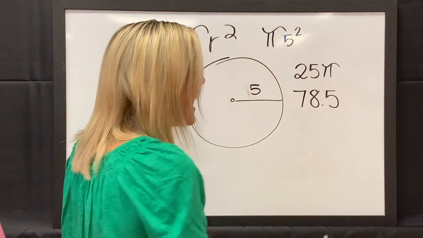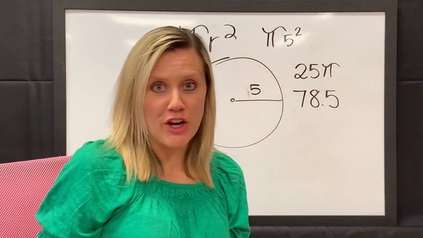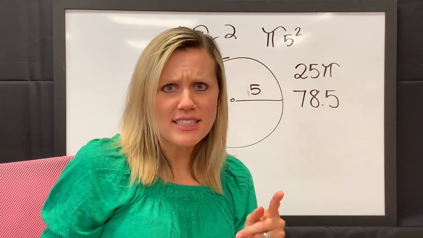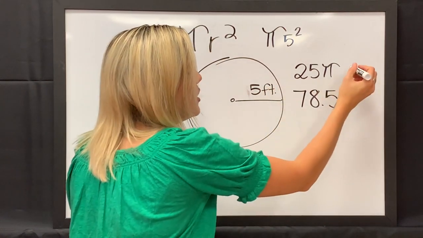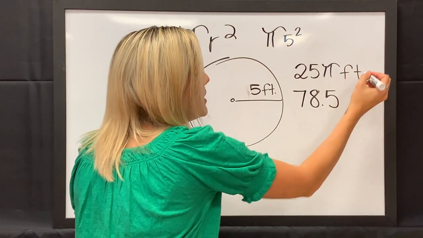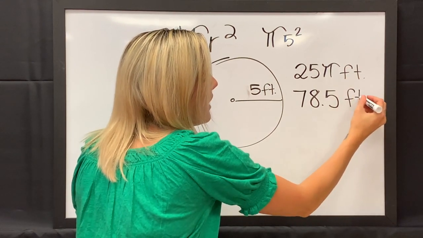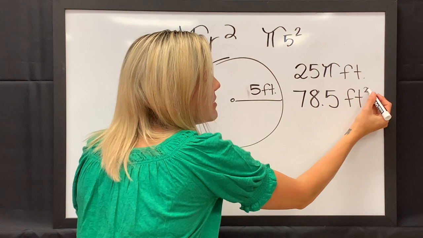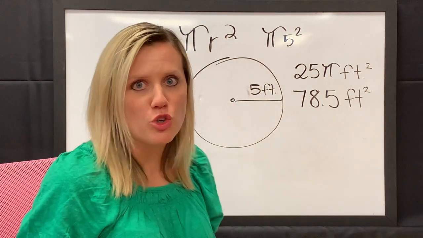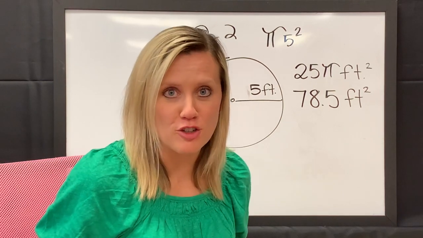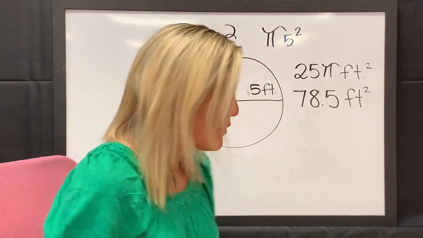78.5. Okay, so that is the area of my circle. Lots of times they will tell you if this is feet or centimeters or meters. So we always want to include our label, and area always has a squared sign because we're actually figuring out how many little tiny squares it would take to fill up our circle. Okay, let's do another one.